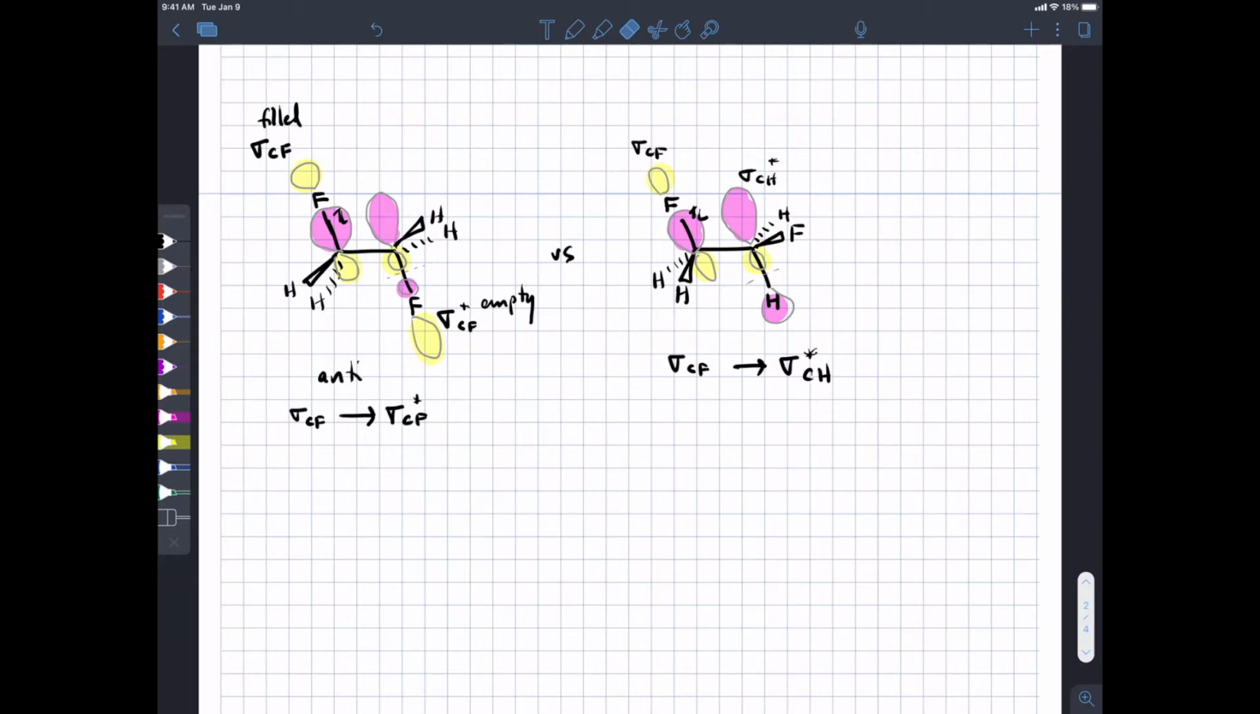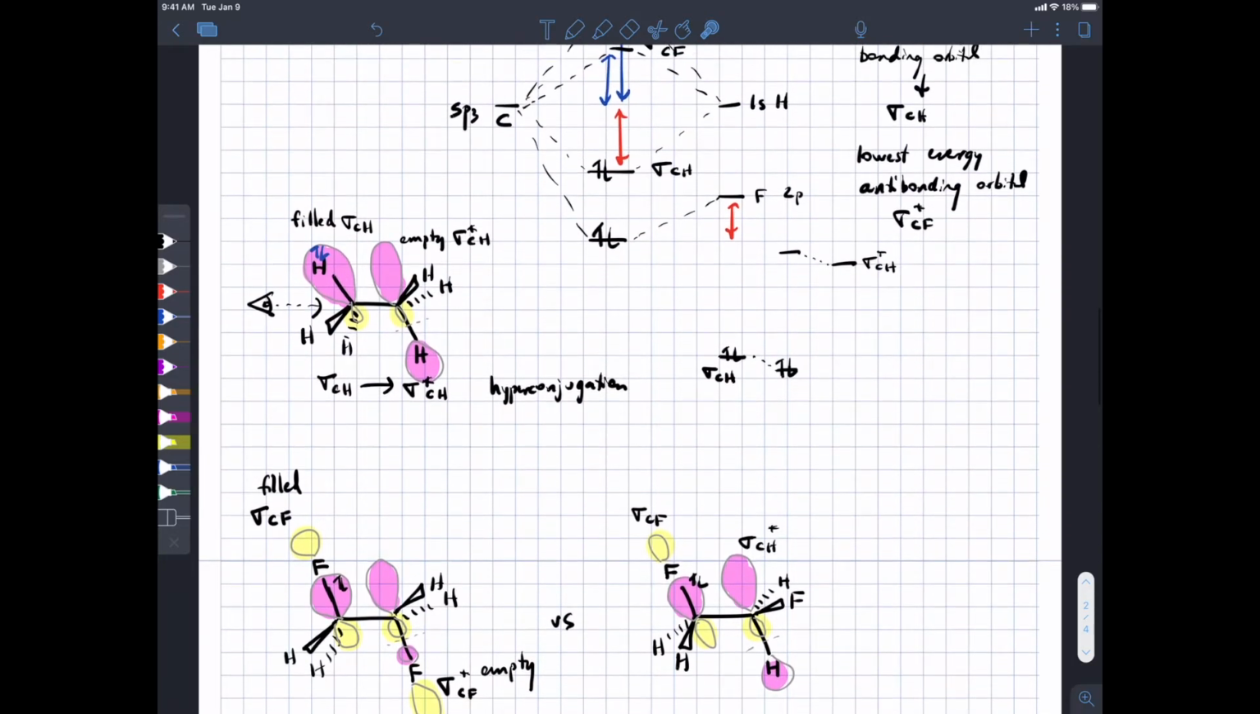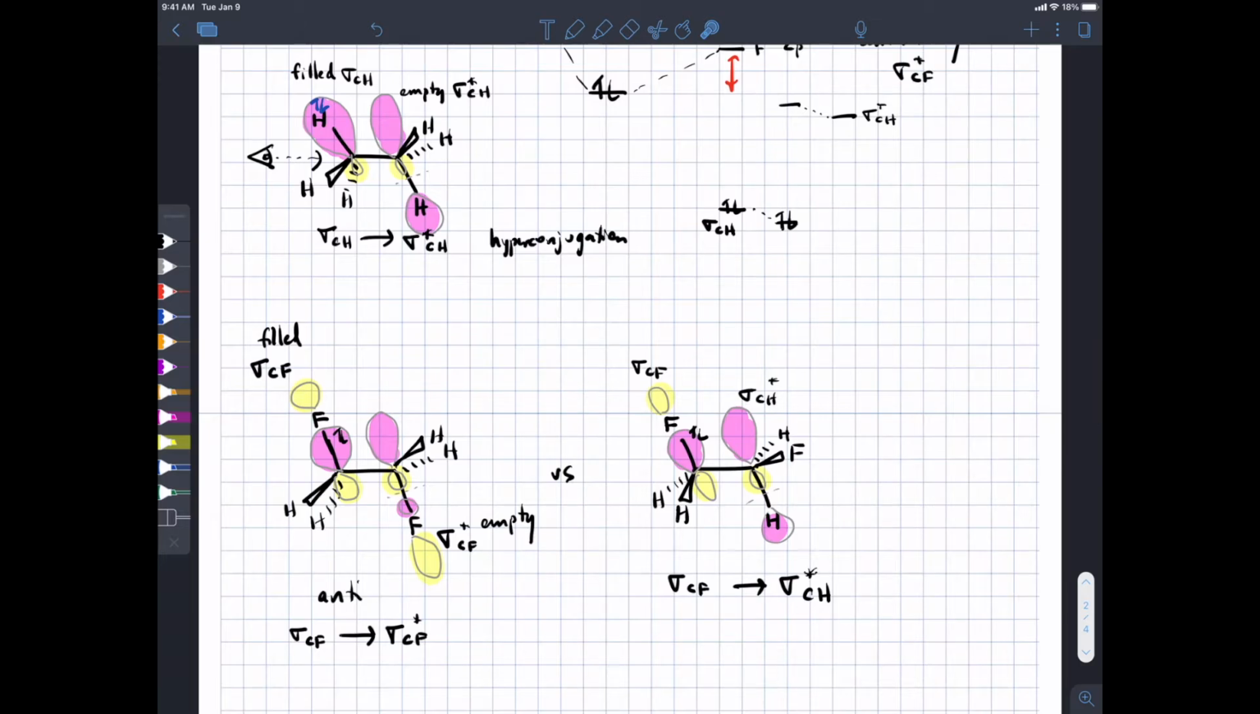But the real deal has to do not with which orbital the carbon-fluorine bond is donating into, but rather with... why is this not working in my head? Just a second. I think from the orbital diagram we drew, the carbon-fluorine sigma bond is closer to the carbon-fluorine antibonding orbital. Okay.